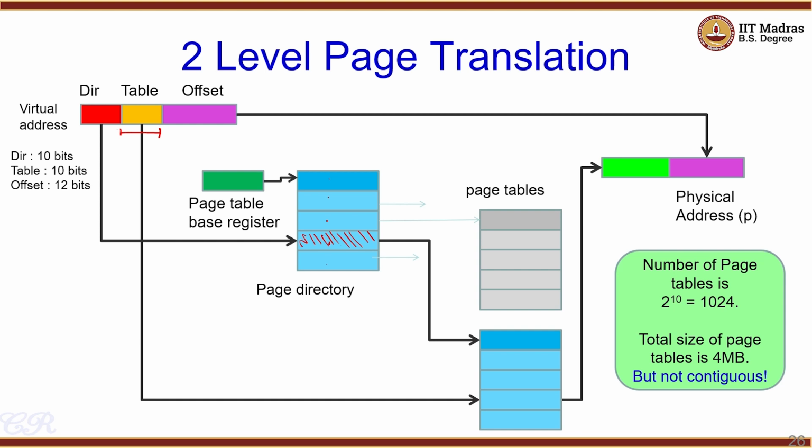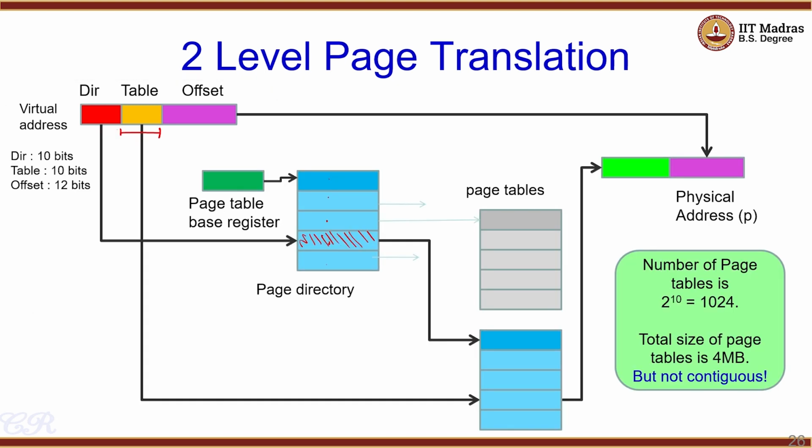But the important difference is that in this case the 4 megabytes does not have to be contiguous, right? And this is much easier for us, because we can find these 4 megabytes scattered across the RAM at various locations, and can be used as different page tables, different page table entries.